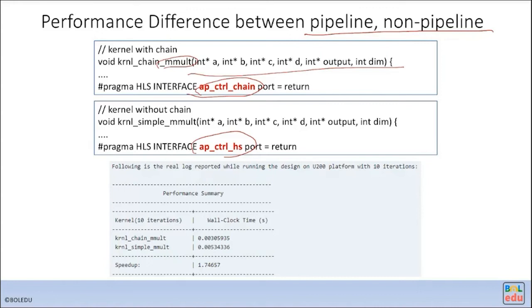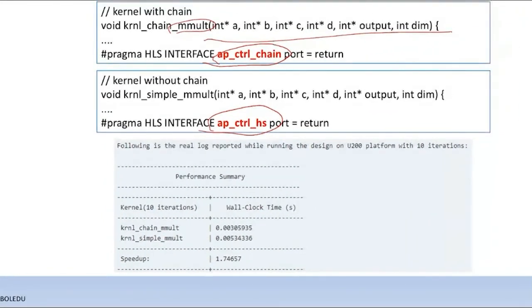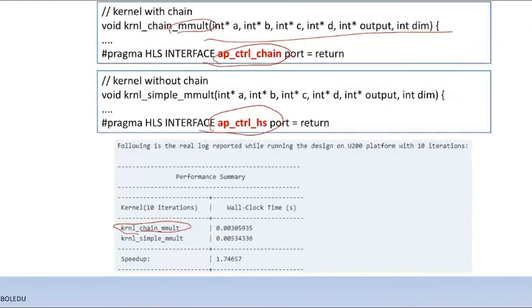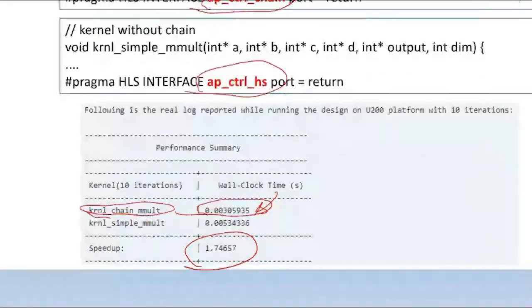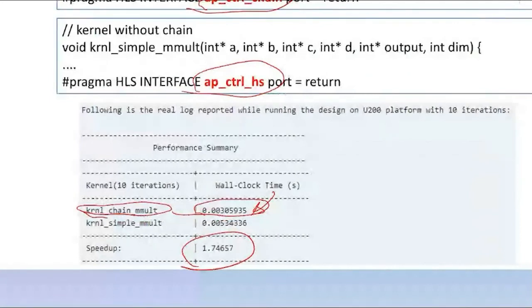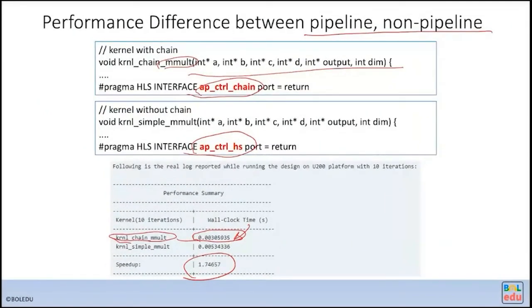Then you run these two kernels and look at the throughput. You find out that with the pipeline version, the runtime is much reduced, giving about a 70% speedup. So you can actually run this example to test it out.